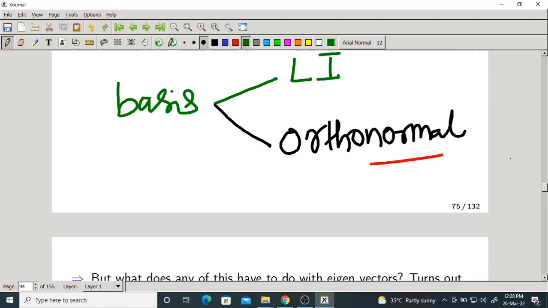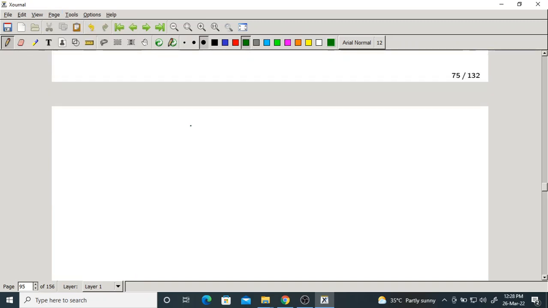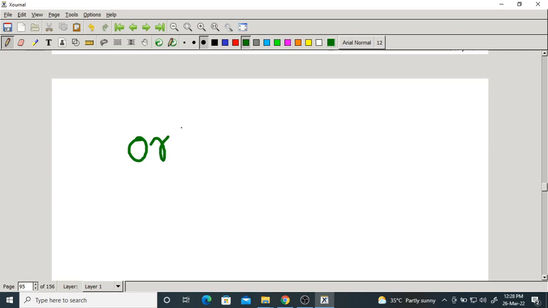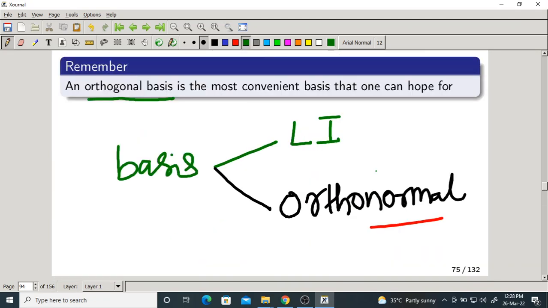So the logic is very simple. If any vectors are orthonormal, they are by default linearly independent. If I say they are orthonormal, they have to be linearly independent. So there is no problem now. If I say the basis vectors are orthonormal, it is for our convenience. But if they are orthonormal, they will always be linearly independent.